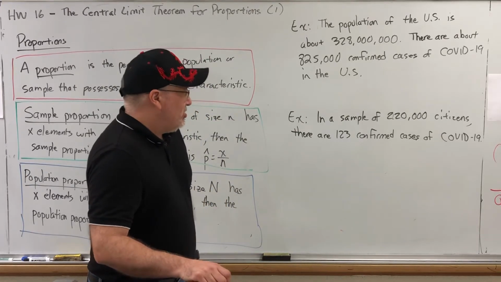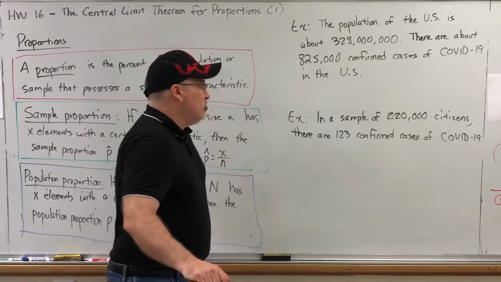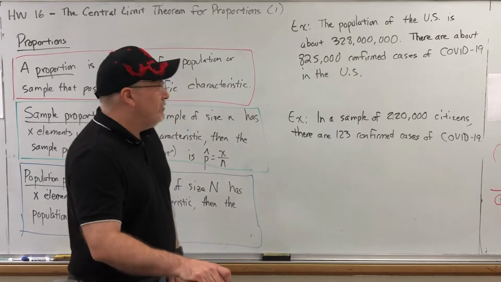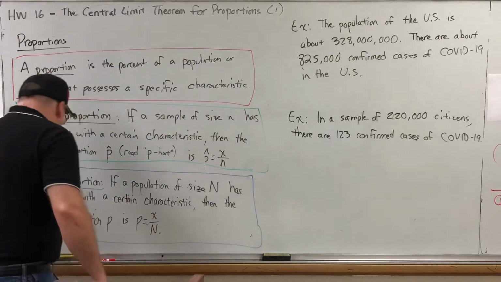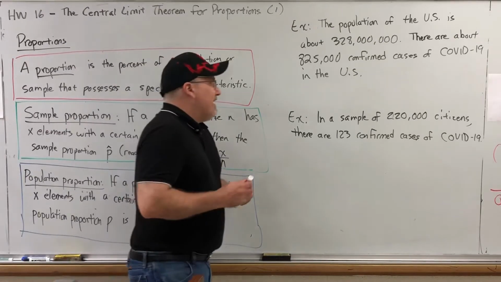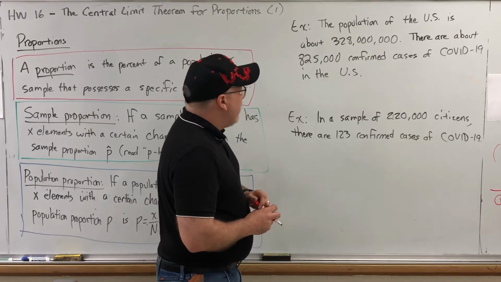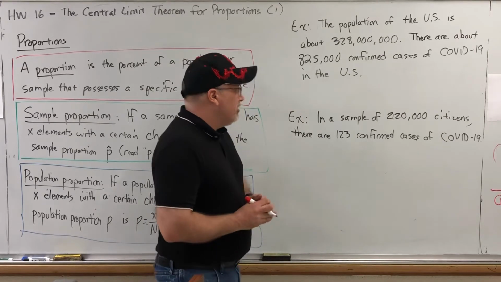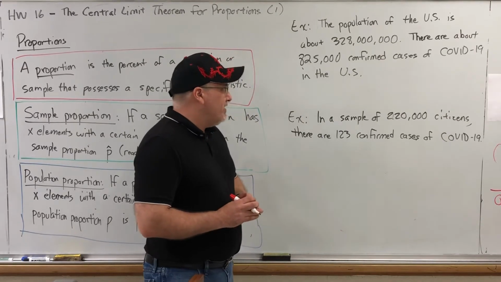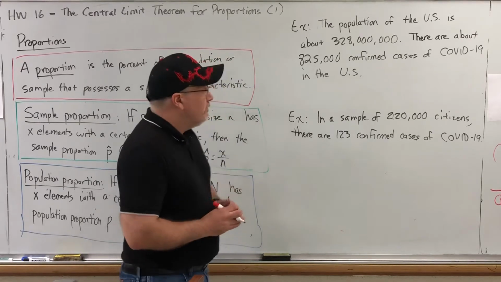Actually, I asked Siri some questions and she gave me the answers. I didn't write down the exact numbers, I did round them off. For example, the population of the United States is about 328 million. There are about 825,000 confirmed cases of COVID-19 in the US.